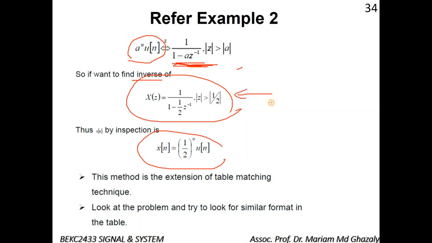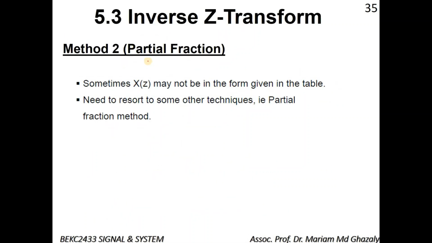So xn equals 1 over 2 to the n un, because for the Z transform, you know that you have alpha n un. Alpha is what? 1 over 2, and un. So this is what it means by matching with the table. For method 2, partial fraction, you use it when you do not have the form given in the table, so you need to resort to another technique. You make it a simpler equation so that you can use the matching method by inspection in method 1.